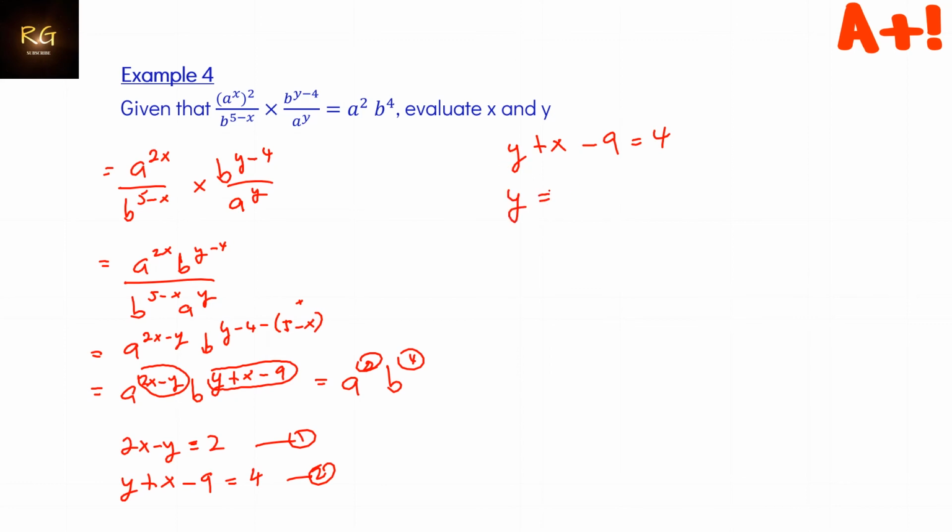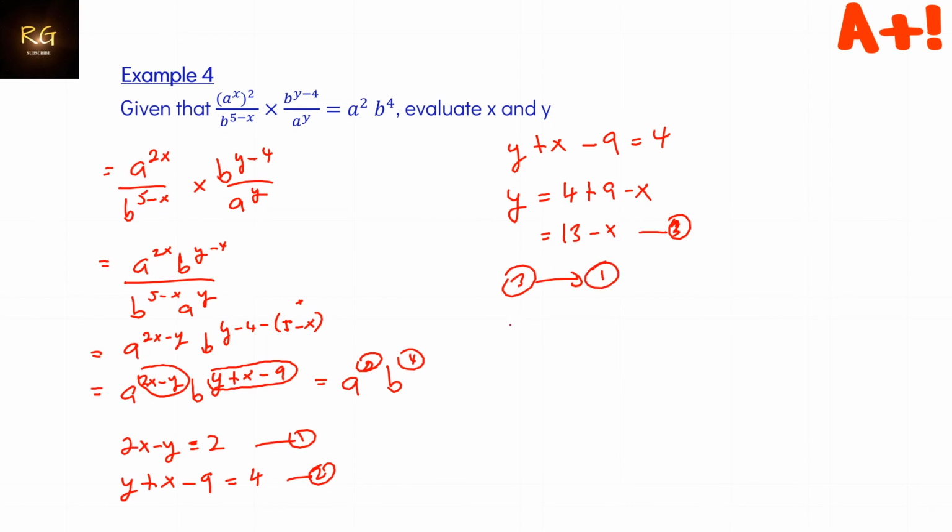So y equals 4 plus 9 minus x. So it's going to give me 4 plus 9 equals 13 minus x. So this is equation 3, correct? Since I derived equation 3 from equation 2, I need to substitute equation 3 inside equation number 1.